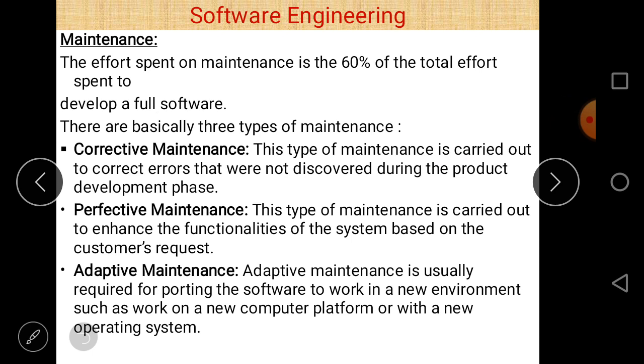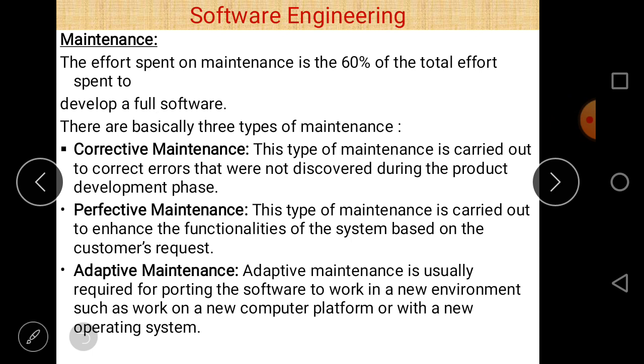Corrective maintenance is basically a type of maintenance carried out to correct errors that we did not discover during the product development phases. So, if we ignore one particular part or phase and do not find an error in that part of the software, then after deployment we can still correct it, and that is called corrective maintenance. And next, perfective maintenance.